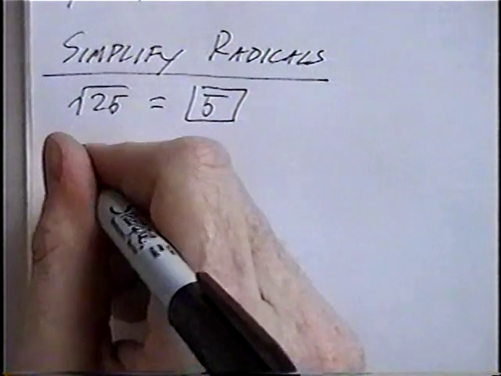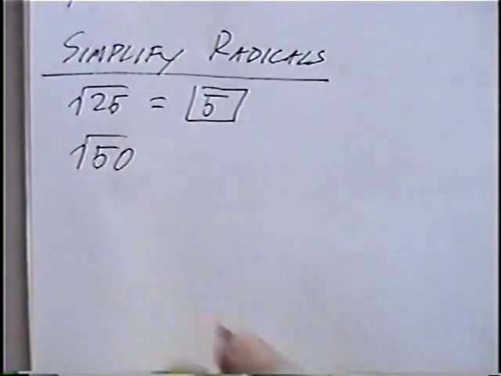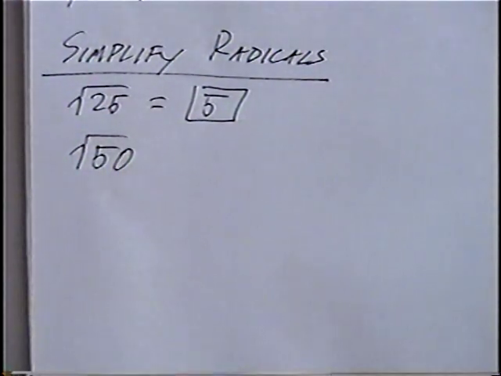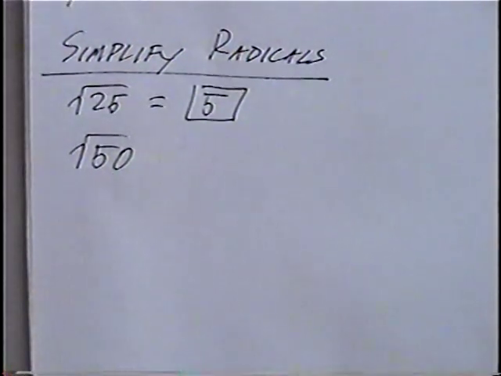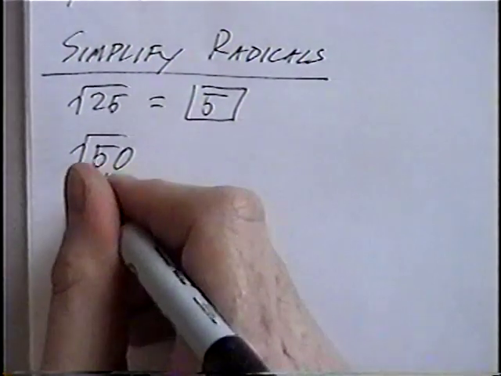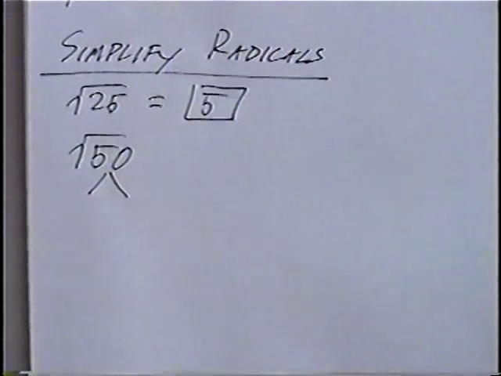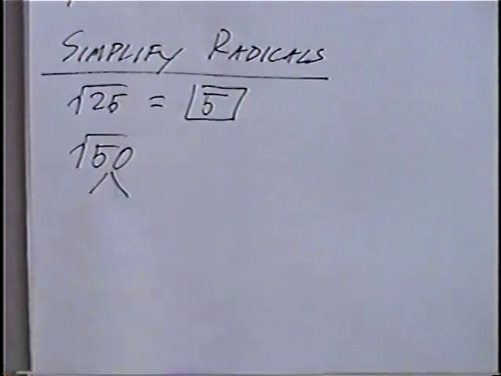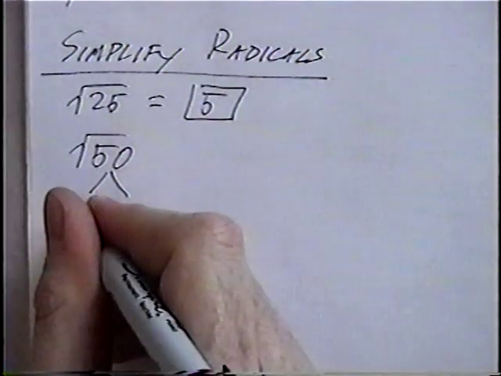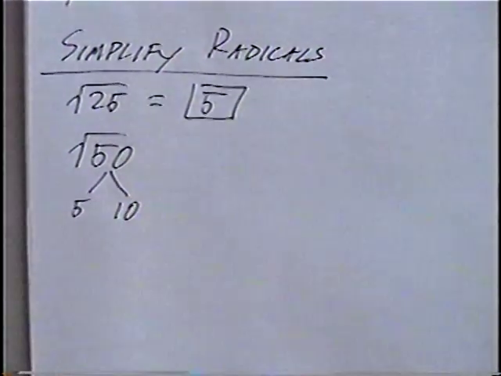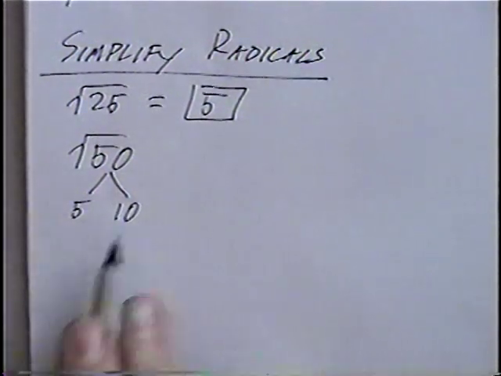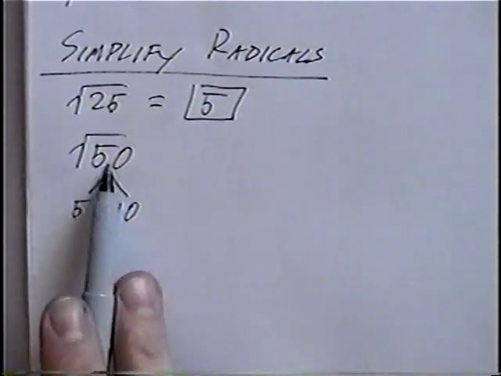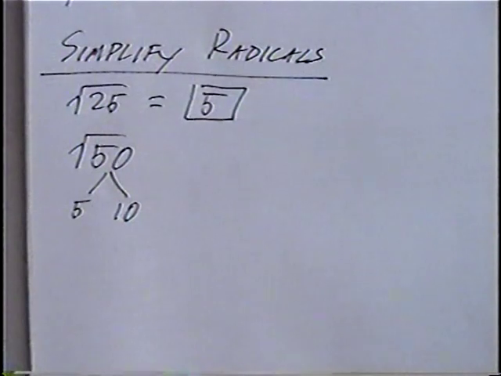Second question is radical 50 or square root 50. In this case, there's no whole number times itself that equals 50. So to solve this question, what we'll do is called a factor tree. We'll pick 2 numbers that multiply to get 50, for example, 5 times 10. You can use any 2 numbers you want. You could also use 25 and 2. It doesn't matter which numbers you pick, as long as they multiply to 50.